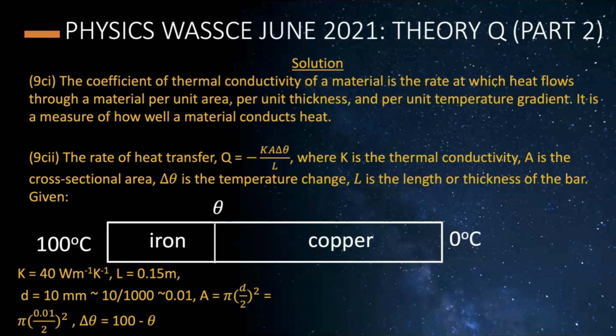So you can see that the coefficient of thermal conductivity is 40 for iron. The thickness is 0.15 for iron. Then we are given D. Here, D is the diameter. Now, one thing that is important for this question is to understand the shape of the material, because you need to calculate the area. So the shape of the material will determine the formula to use for calculating the area.